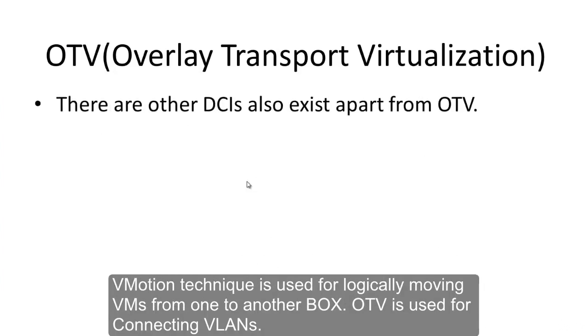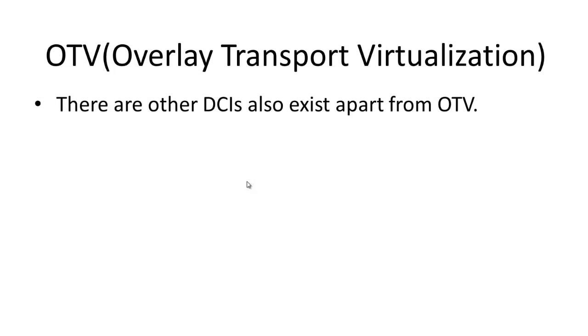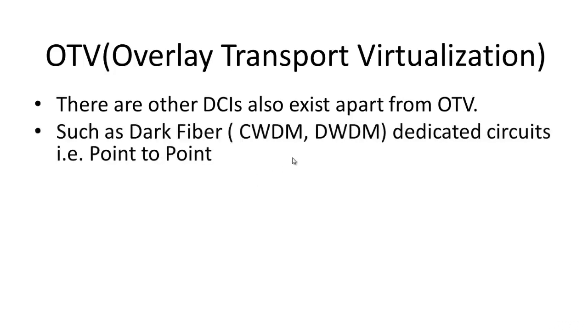There are actually many ways to connect LANs apart from OTV, because it is a feature mostly used on Nexus devices and on ASR 1000 series routers. Its support may be extended to multiple devices, but till now these are the two that I am aware of. Earlier we used to have dark fibers. In fact, we still have. It's a very expensive solution. Herein there are two types, CWDM and DWDM.